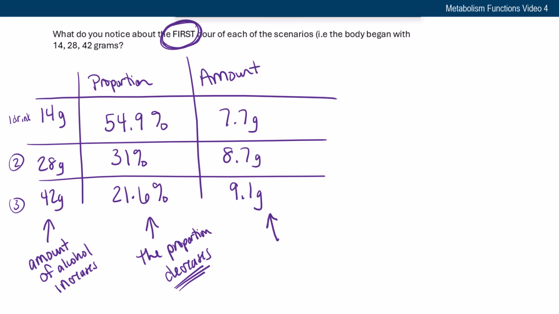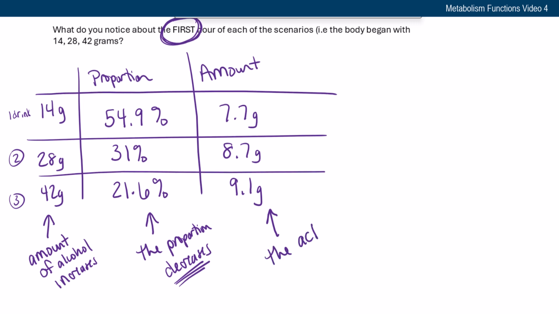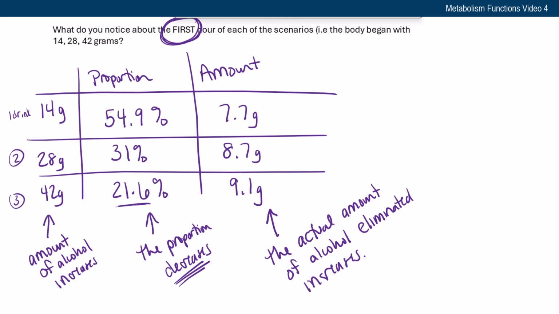And then for the amount of alcohol, notice here that the actual amount of alcohol eliminated increases. Again, the proportion is decreasing, but because there's so much alcohol in your system, that actually equates to just a little bit more alcohol actually being eliminated from your system. The other thing I want to point out is that when we look at the amount of alcohol eliminated, there's really a limit to how much can actually be metabolized by your body. So we're going to explore these numbers a little bit more.